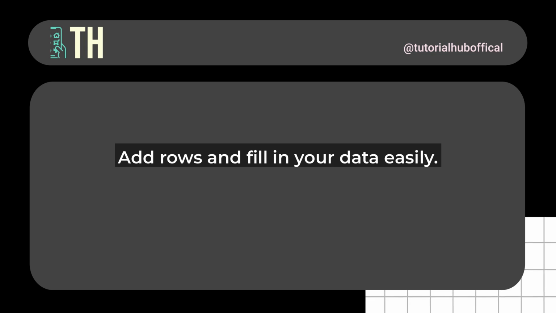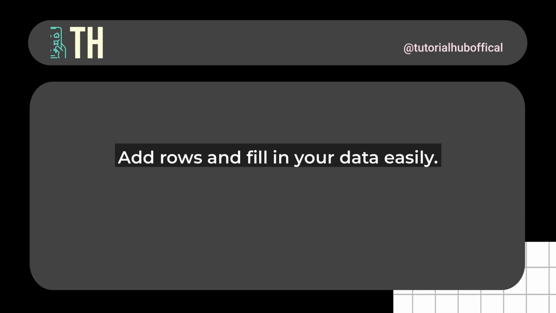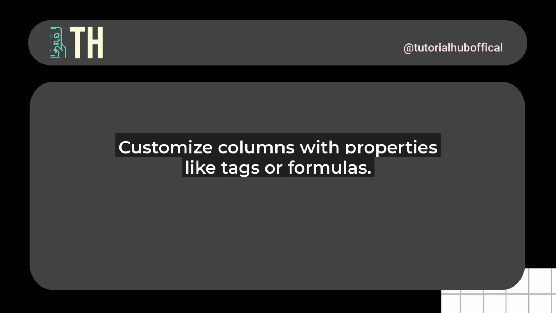Now, for some pro tips. Right-click on a column header to add properties like tags, checkboxes, or even formulas. This turns your basic table into a powerful database. Don't forget to use the sort and filter options to organize your info quickly. It's a game changer for productivity.